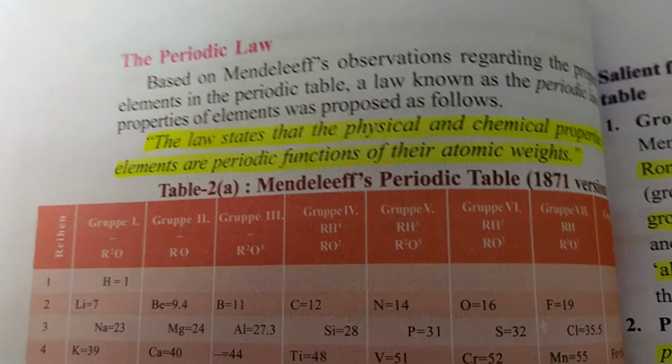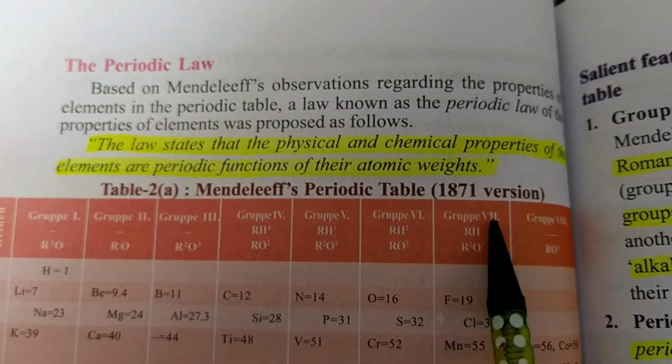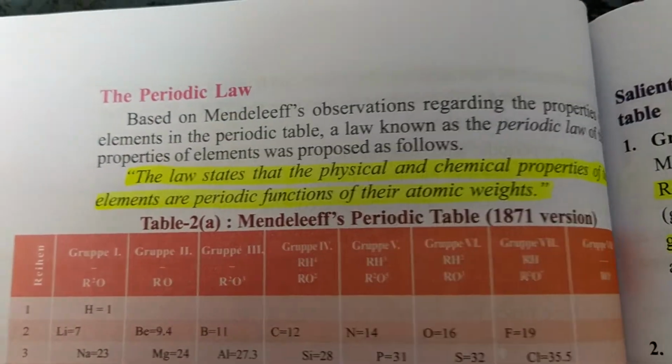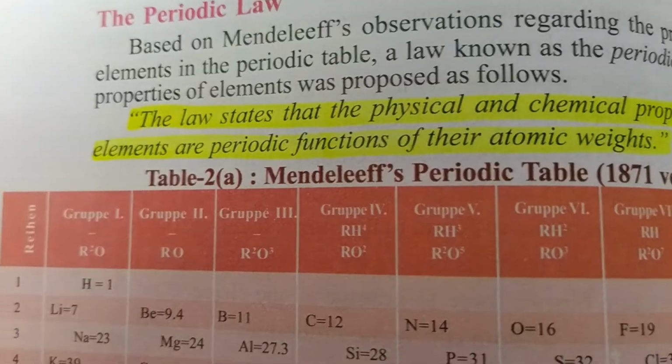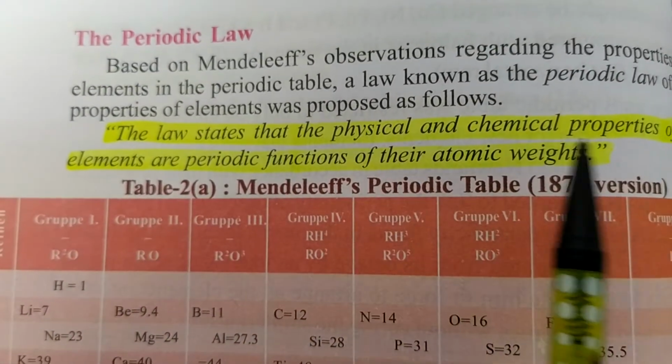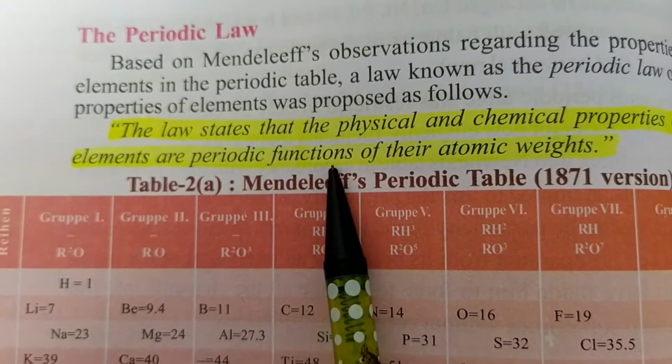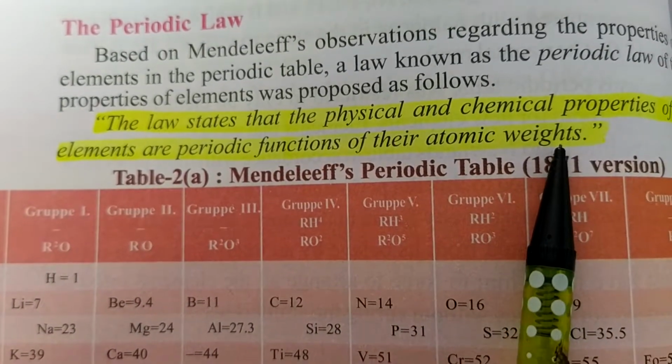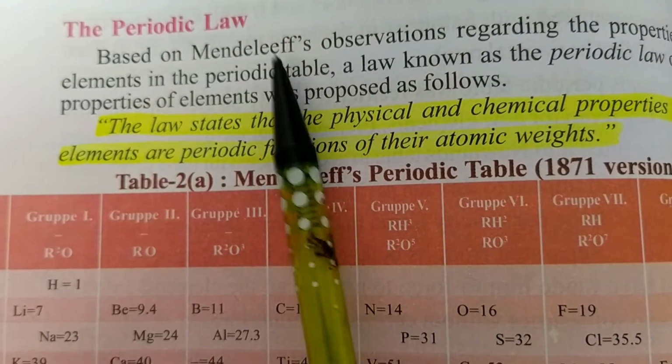Next, see here students, first we have to discuss the periodic law. What is the periodic law? The periodic law of Mendeleev states that the physical and chemical properties of elements are periodic functions of their atomic weights. This is the periodic law.